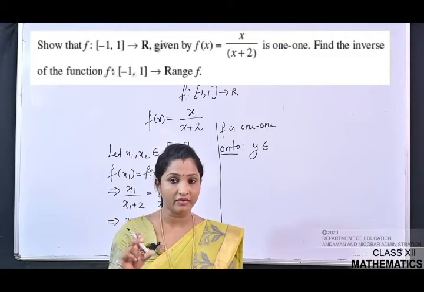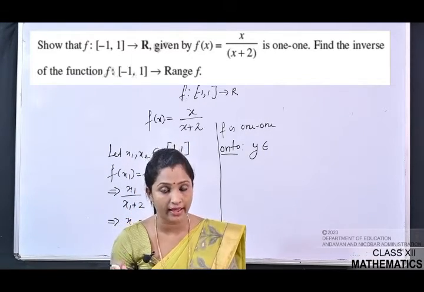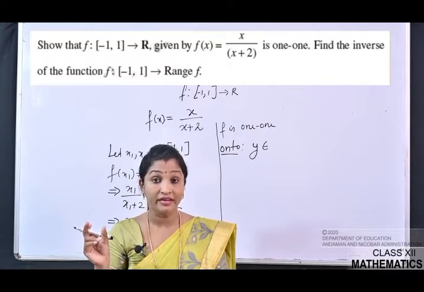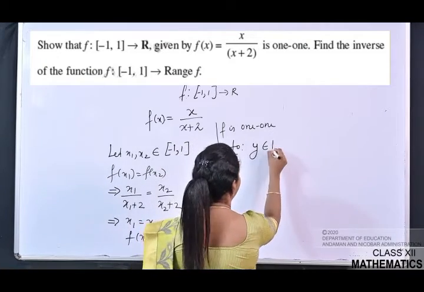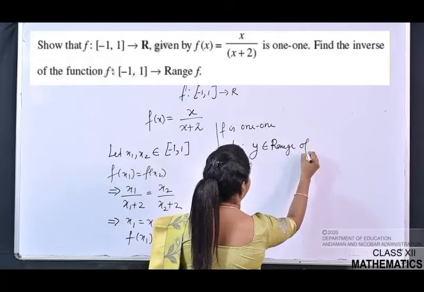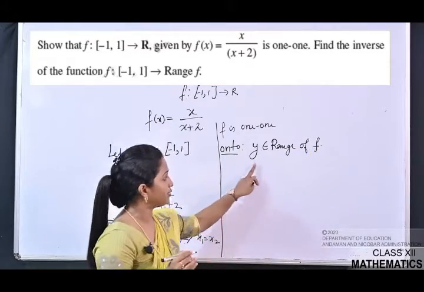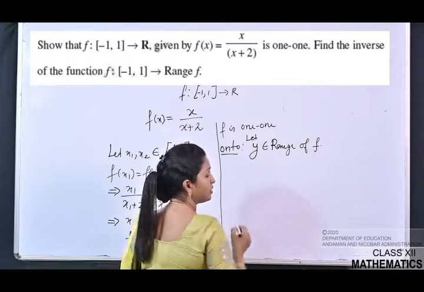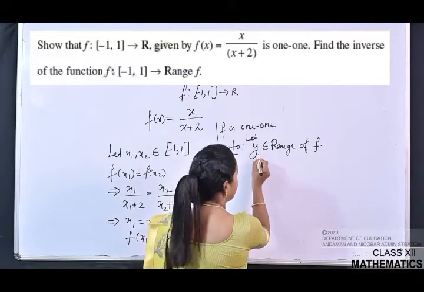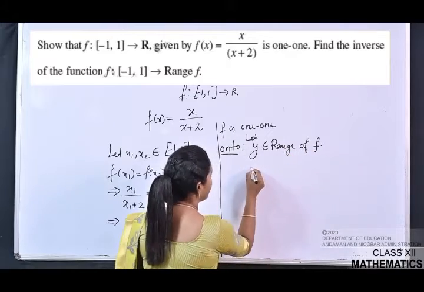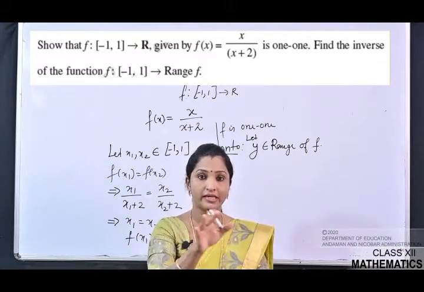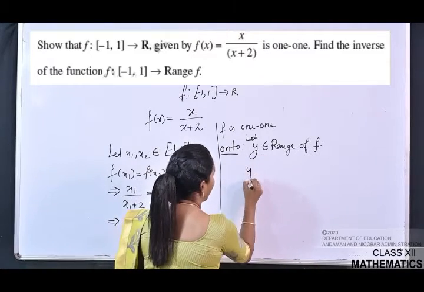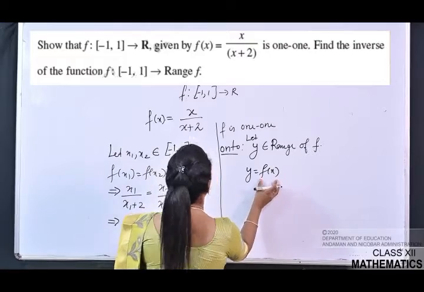Now you can see here they have given another question: find the inverse of the function f mapping from [-1, 1] to the range of f. The codomain here is the range of f. That means you will take y from the range of f. So let y belong to the range of f. Now let's see whether there is an x present in the domain such that f(x) = y or not. Let's see here, y = f(x). What is the value of f(x) given to you?